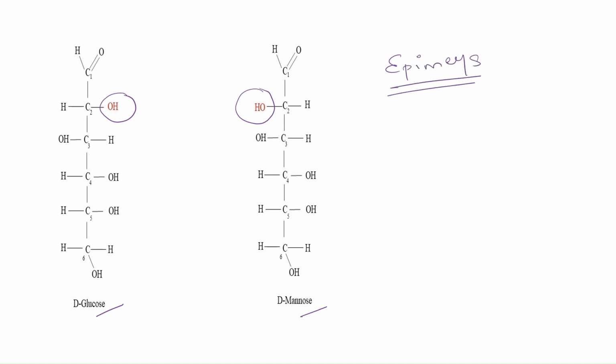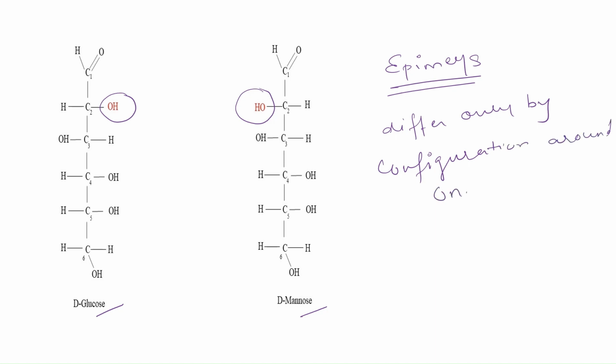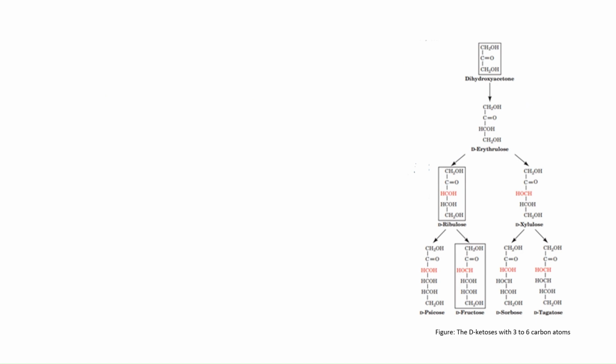So what are epimers? Epimers are compounds or molecules that differ only by configuration around one carbon atom. Those are called epimers. Glucose and mannose differ only around carbon number 2, where for glucose, the OH attached to carbon number 2 is on the right hand side. In mannose, the OH attached to carbon number 2 is on the left hand side. Clear?